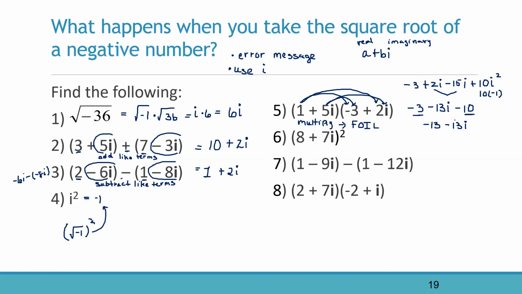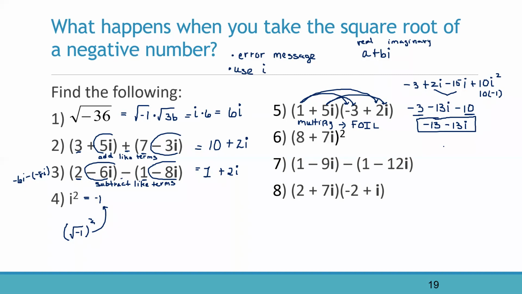And I do have to do all of that work because my answer has to be an imaginary number, or excuse me, a complex number, having both a real and imaginary part. So when I added, I got a complex number. When I subtracted, I got a complex number. When I multiply, I have to land on a complex number. The same would be true if I was dividing, but we're not.